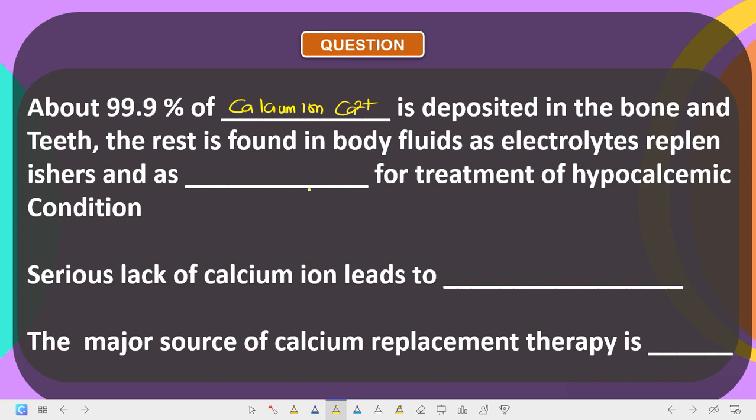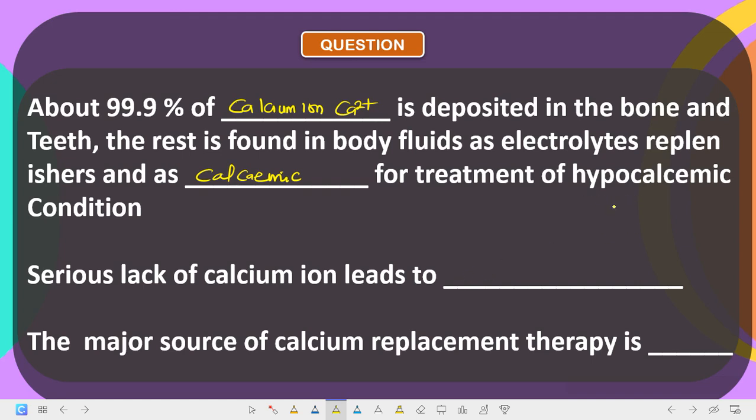The rest is found in body fluid as electrolyte replenishers and as calcemic, for treatment of hypocalcemic condition. Serious lack of calcium ion leads to, now the answer is visible here.